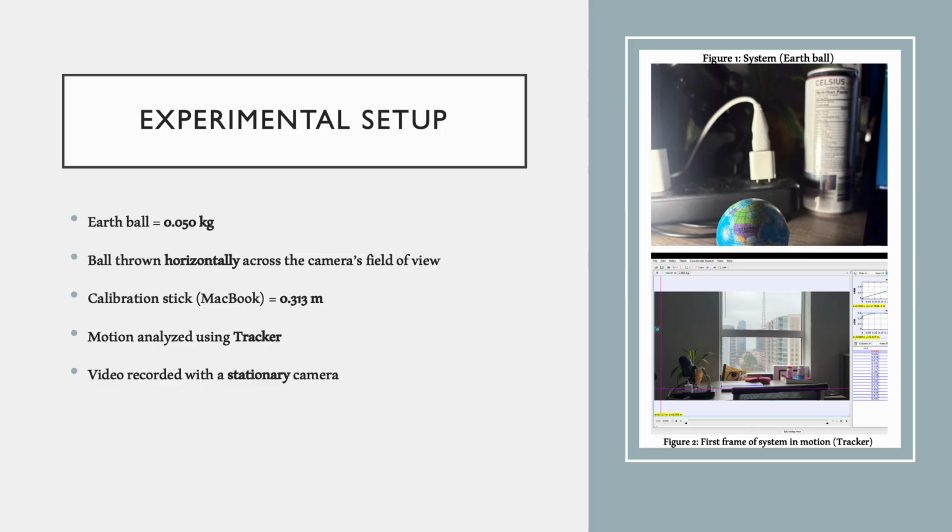This slide shows the experimental setup used to collect the data. The projectile was an earth ball with a mass of approximately 0.050 kilograms. The ball was thrown horizontally across the camera's field of view while the camera remained stationary throughout the experiment. A MacBook with a known length of 0.313 meters was used as a calibration object so Tracker could convert distances in pixels into meters. After calibration, Tracker was used to mark the position of the ball frame by frame and generate position versus time data that would later be used in the computational model.